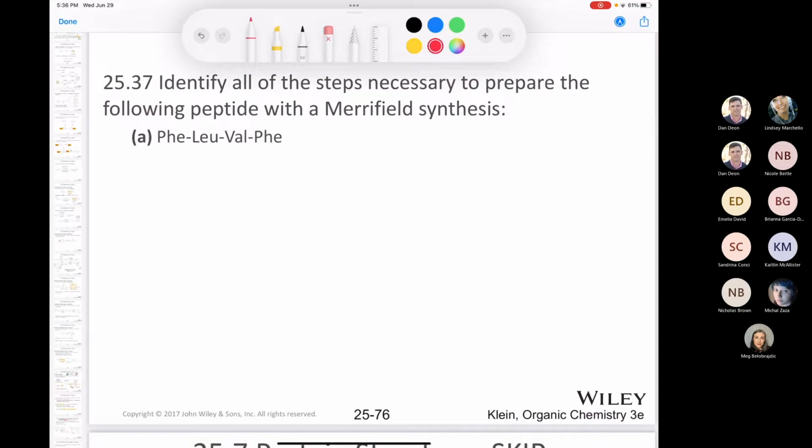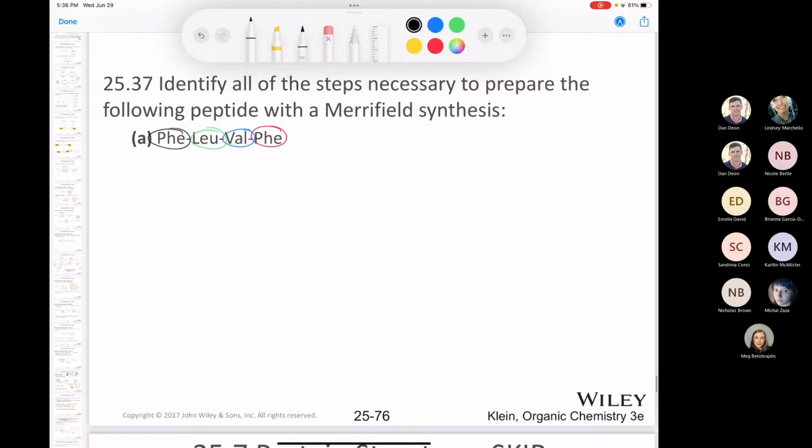So let's go over this one here. It says identify all the steps that you would use to prepare the following peptide via a Merrifield synthesis. So what we're going to do is start with the phenylalanine. Then we're going to add the valine. Then we'll add the leucine, and then we'll add the second phenylalanine. So we're going to start with the red phenylalanine, and that needs to be added to the polymer.